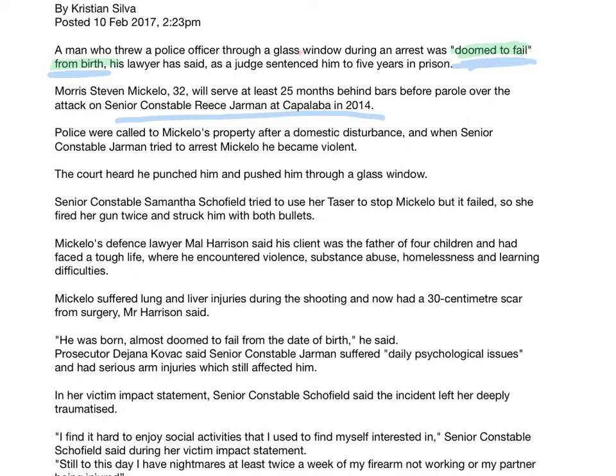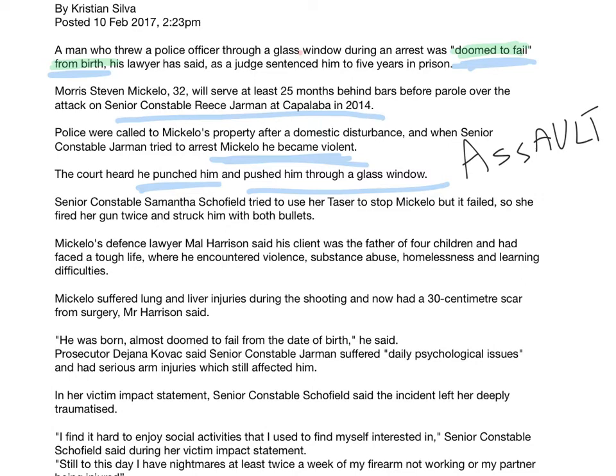Police were called to his property after a domestic disturbance, and when they came, they tried to arrest him, and Michelot became violent. The court heard he punched him and pushed him through a glass window. So straight away, what have we got here? You're assaulting a police officer. Never a good idea. Senior Constable Samantha Schofield tried to use her taser to stop him but failed, so she fired her gun twice and struck him with both bullets.